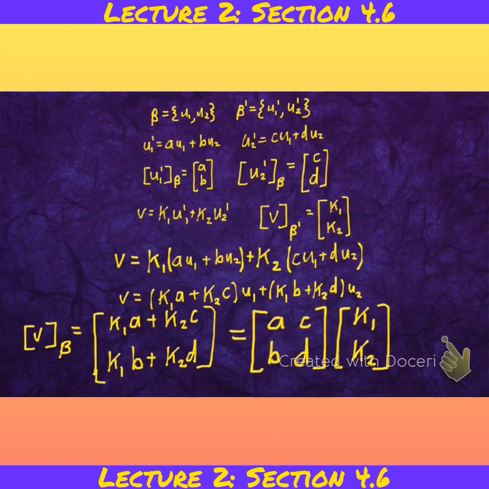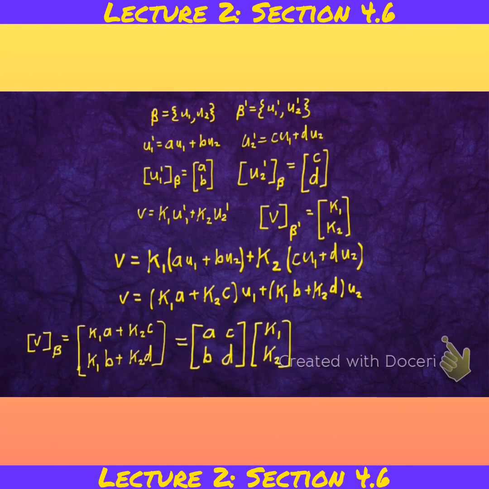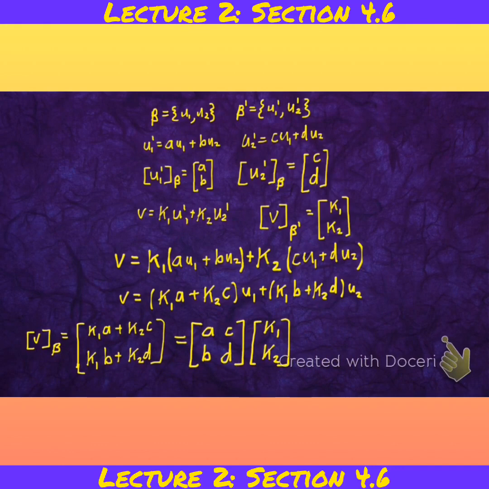Remember, what is this k1, k2 vector? What is that equal to? Right, it's equal to the following. There we go. K1, K2 can be replaced by that quantity or vector. So what have we done here? We've established this vector as a matrix multiplied by the coordinate vector of v with respect to the other basis.